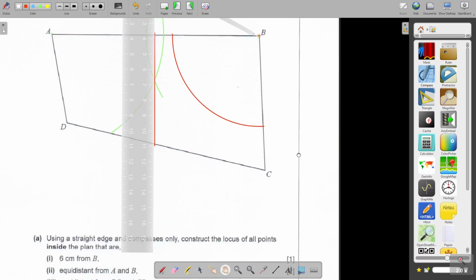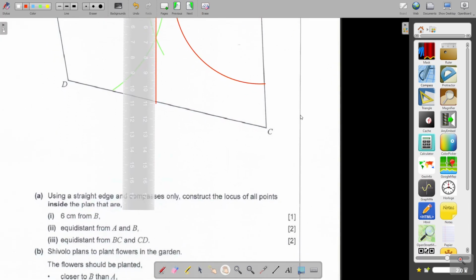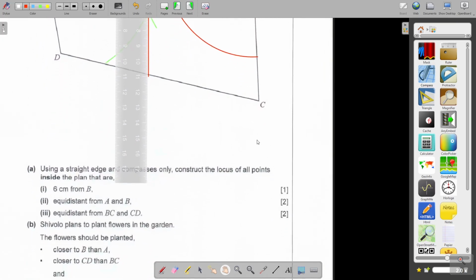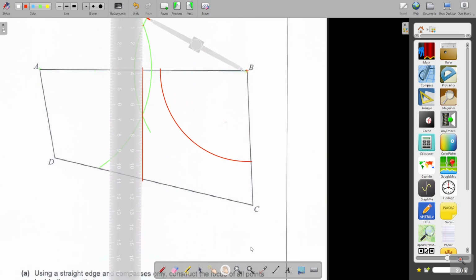That's very important. Okay, can I just read to you what the memo says? The perpendicular bisector of AB with correct arcs. B1 for correct line with no arcs. B1 for correct arcs with no line drawn. So they must see that green pencil construction also. Then equidistant from BC and CD.